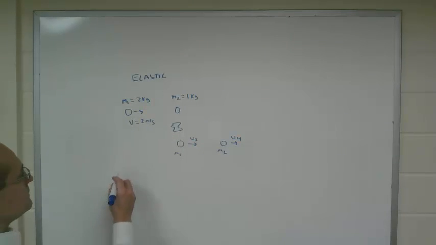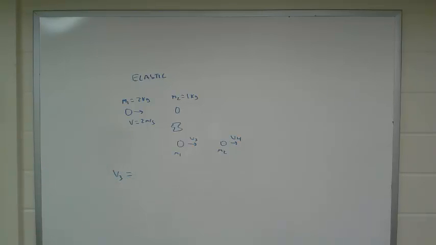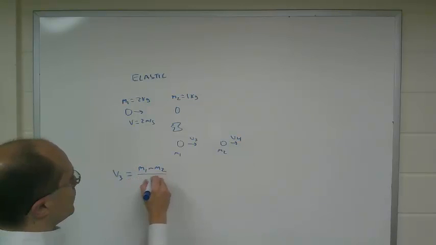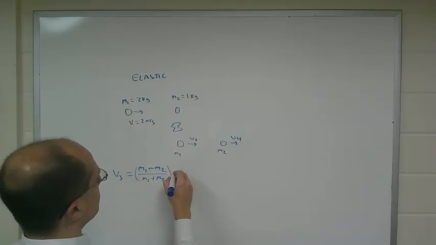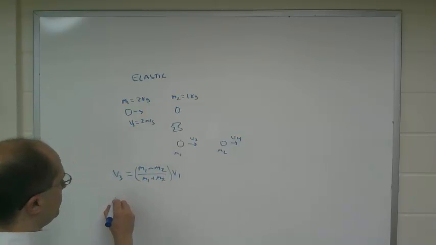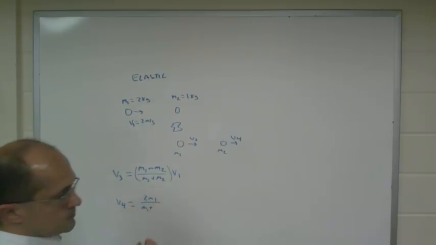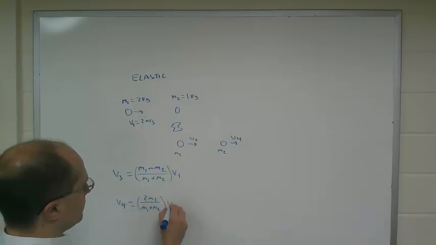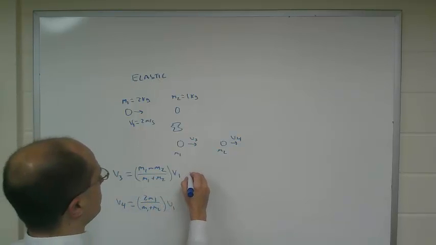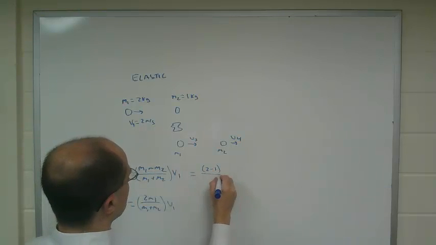So we can use our canned solutions that were derived in the other video, where V3 is going to be M1 minus M2 over M1 plus M2, all times V1, which is V initial for the first ball. And then we know that V4 is going to be 2M1 over M1 plus M2, times V1.